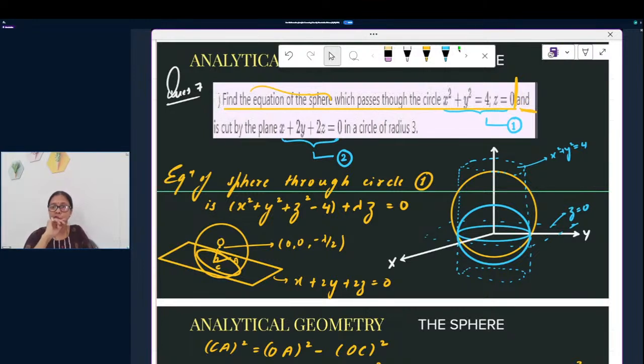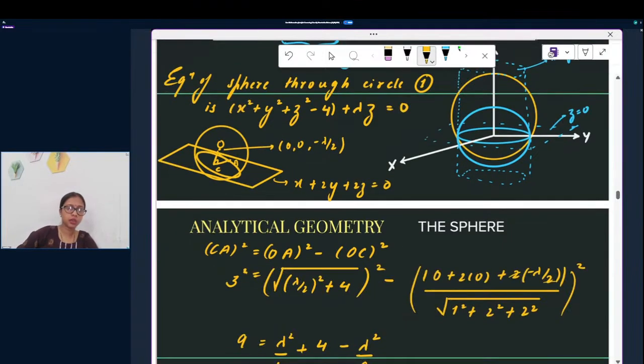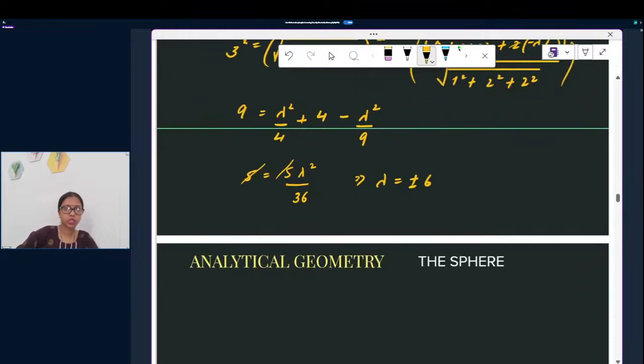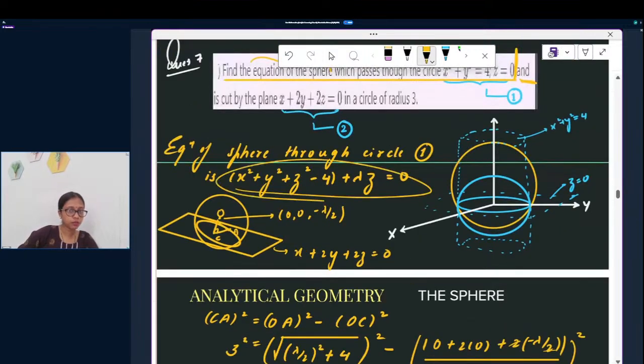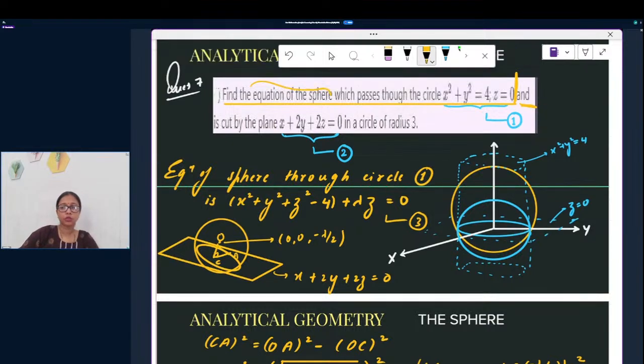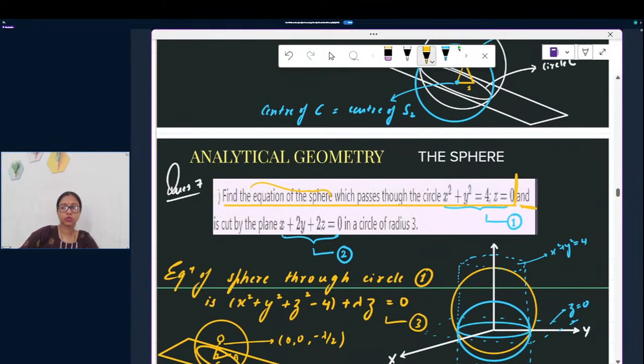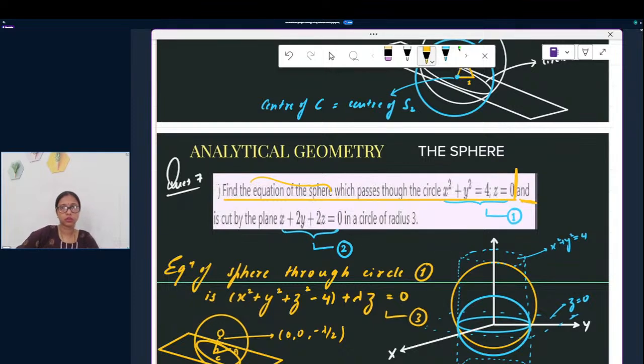Actually, there are two possibilities for that sphere, which passes through this circle and is cut by the plane in the intersection. For both of them the possible answers are lambda equals plus minus 6. Substitute it in equation 3, and you'll write the required equation as this or this, with plus 6 and minus 6. This was in 2016.